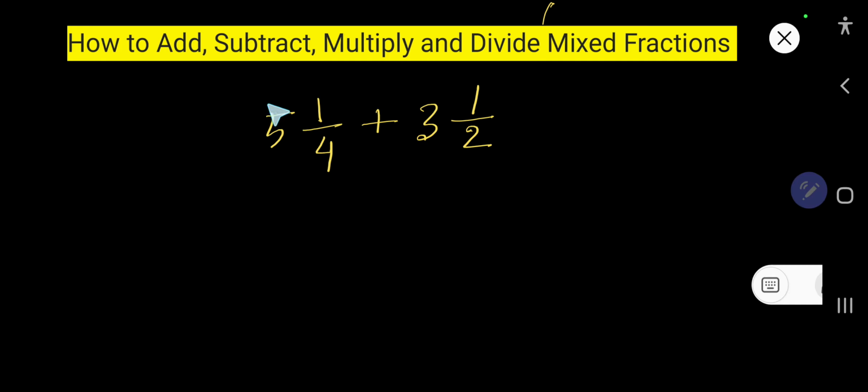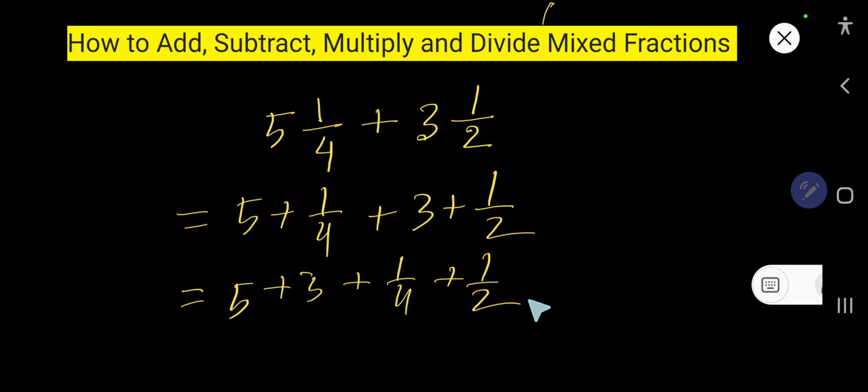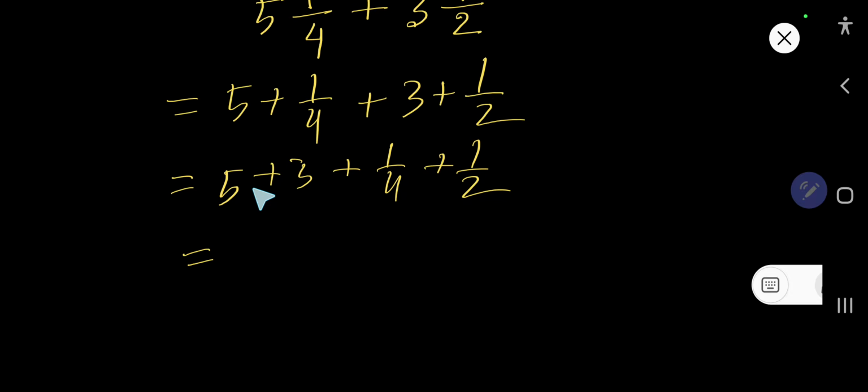In this method, you have to rewrite this mixed fraction or number. So how to do that? 5 and 1 over 4 means 5 plus 1 over 4, plus 3 and half means 3 plus half, right? Now we need to add whole number to whole number and fractional part to fractional part. So look, 5 plus 3, then 1 over 4 plus half. So we are getting here 8, and now we need to add these two fractions.